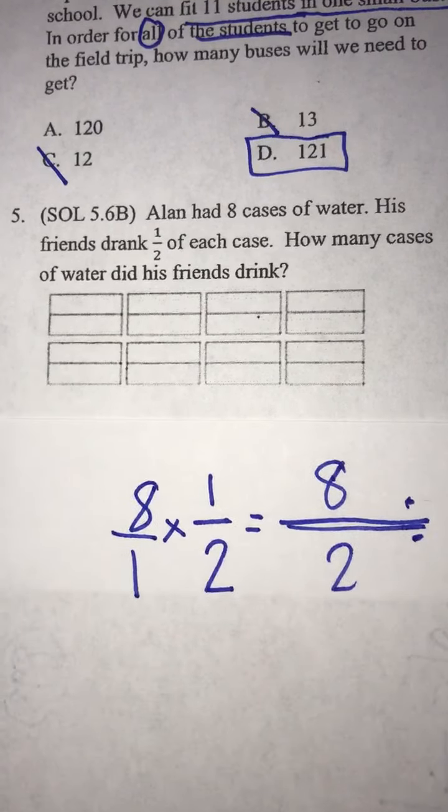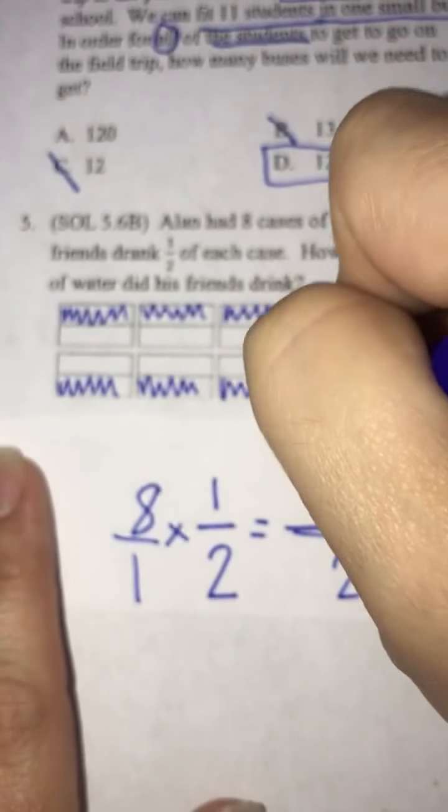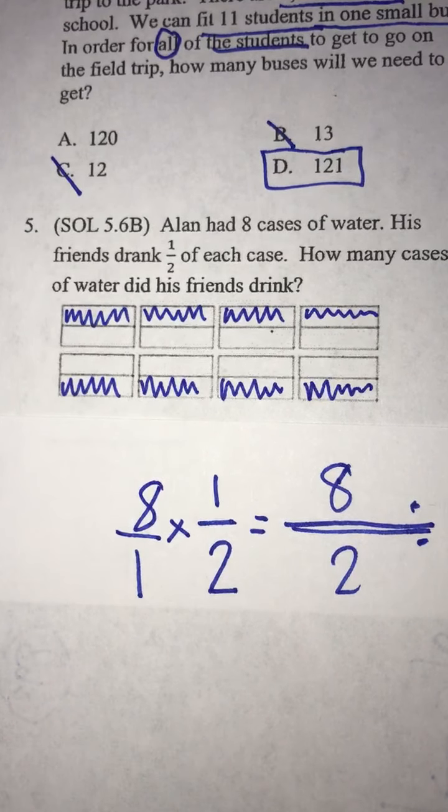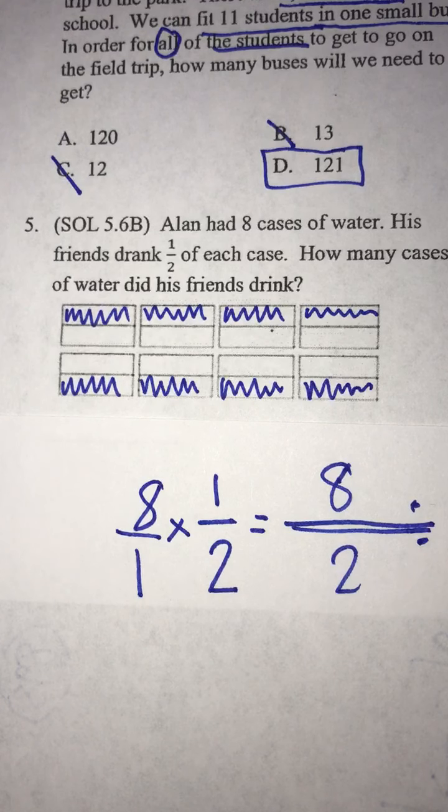So if his friends come and they drink a half of each case, you can show that visually, but then I need your answer in a whole number form.